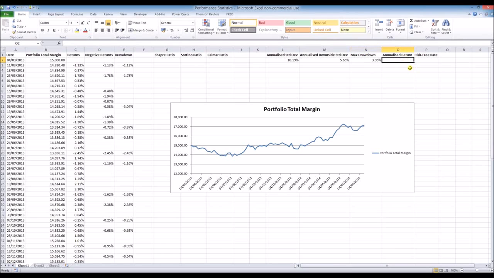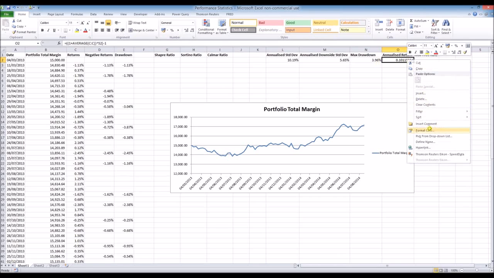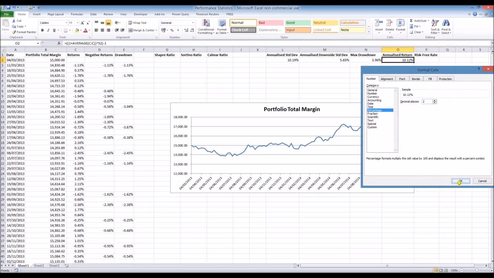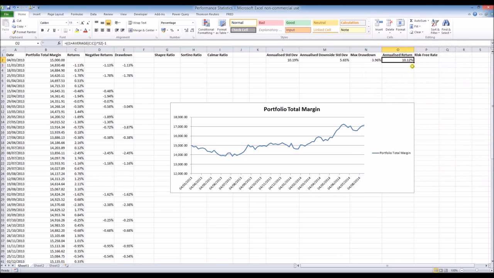Our annualized return is equal to, in brackets, 1 plus the average of our returns column, to the power of 52 to scale it up to an annualized figure, and then minus 1. If we change that to a percentage, that's our annualized return figure.